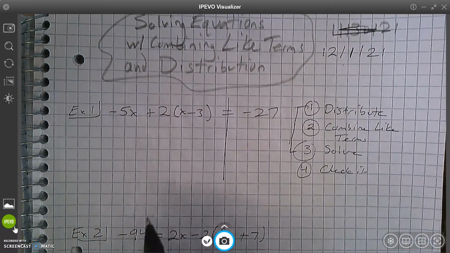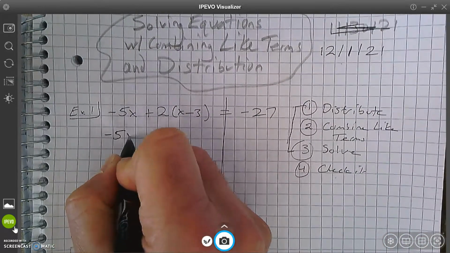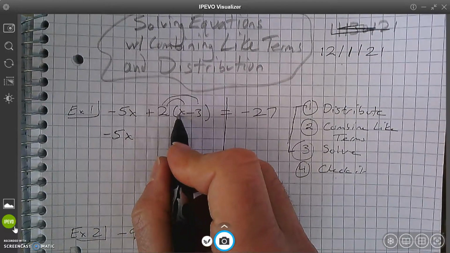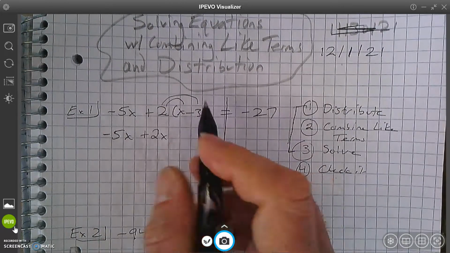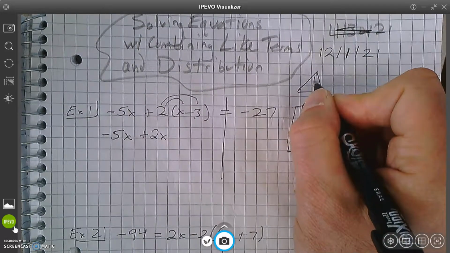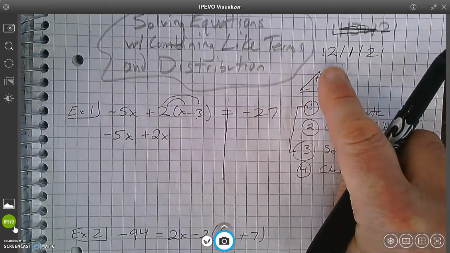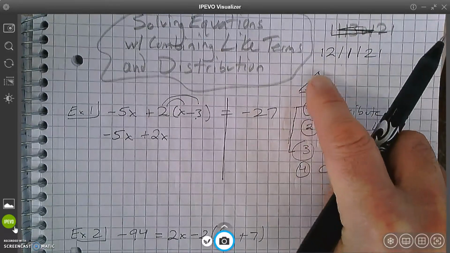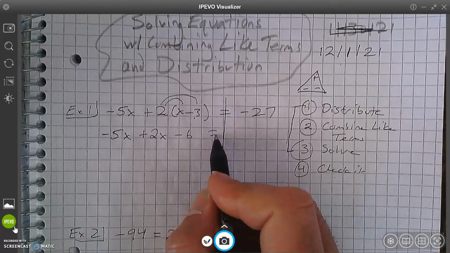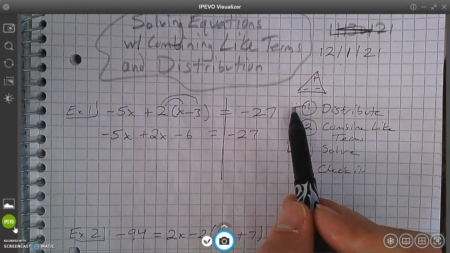So, first step, what do? Distribute. So, this negative 5x has nothing to do with it. Just going to copy it down. Here's my distribution right here. So, 2 times x is 2x. 2 times negative 3, so I have a positive times a negative. So that's going to be negative 6. And it's okay to have your times tables out for this also. Equals negative 27. Okay, step 1, done.